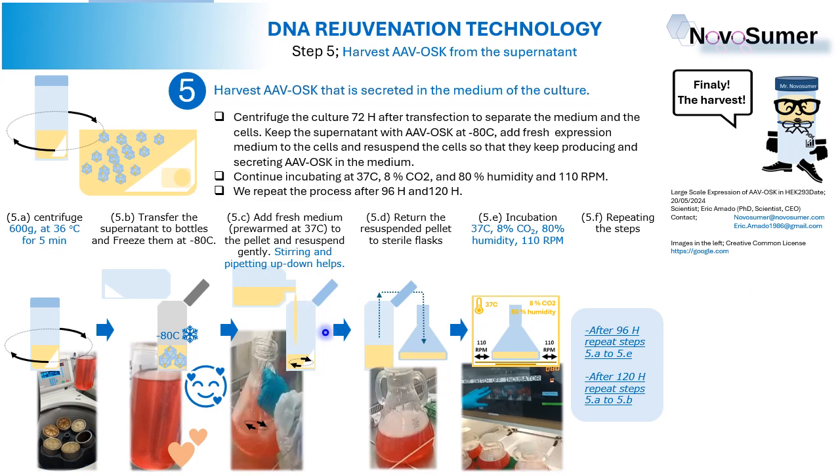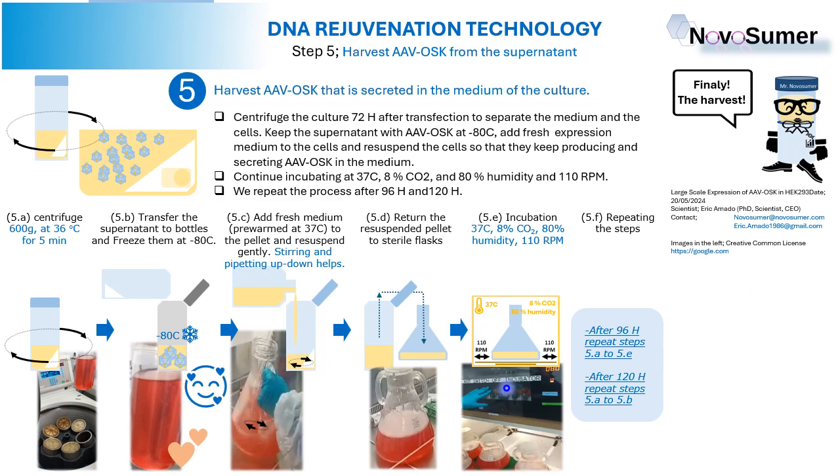In order to resuspend the cells, to distribute the cells again in the medium, you can use a spatula or a pipette like here, and we stir until all the cells get well distributed among the medium. Okay, we return the resuspended pellet to a sterile flask. We put the culture again in the flask, and we put the flask again in an incubation chamber to incubate and to keep on producing more supernatant with EVOs.